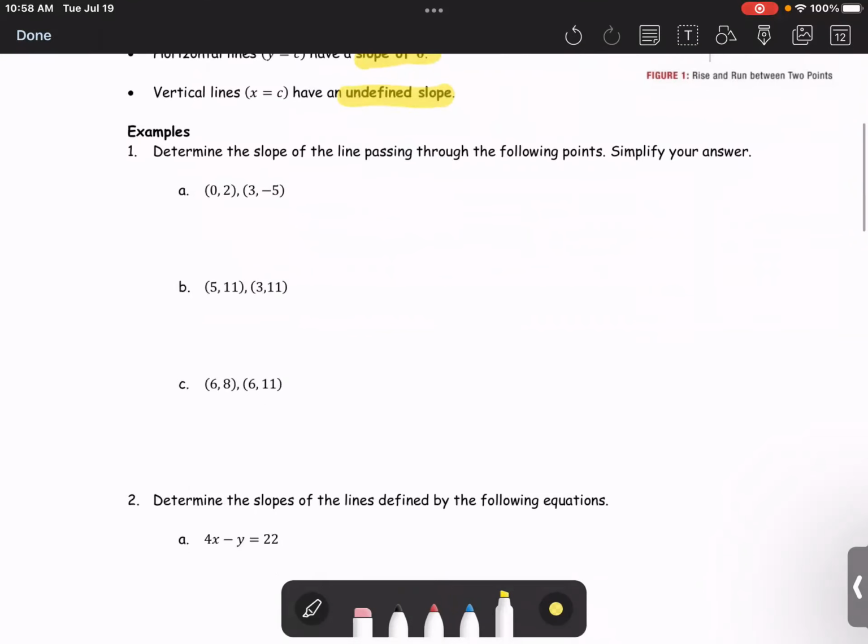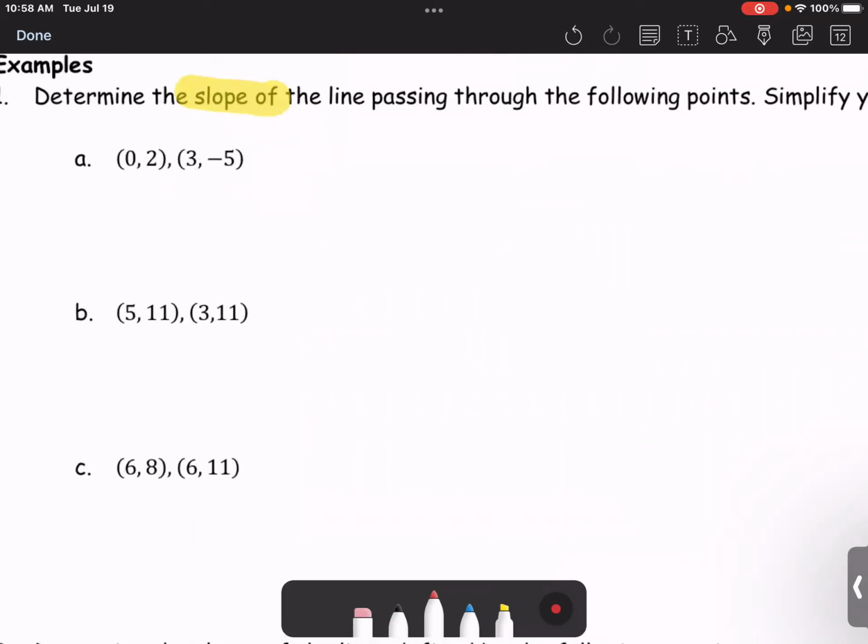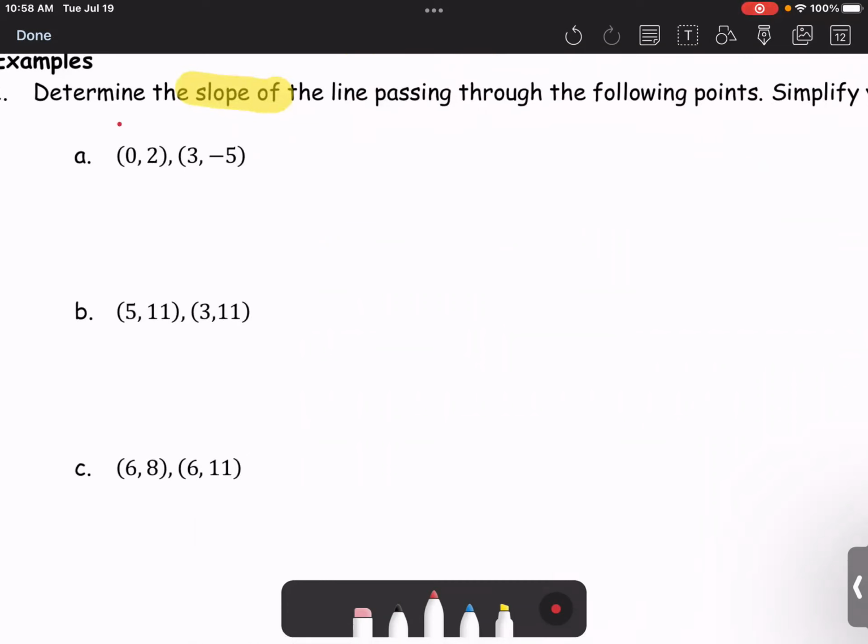Let's see examples. For the first one, determine the slope of the line passing through the following points. Simplify your answer. The first one, 2 points. The first one is 0, 2. The second point, 3, negative 5. Let's name the first point as the point x1, y1, and the second as x2, y2.